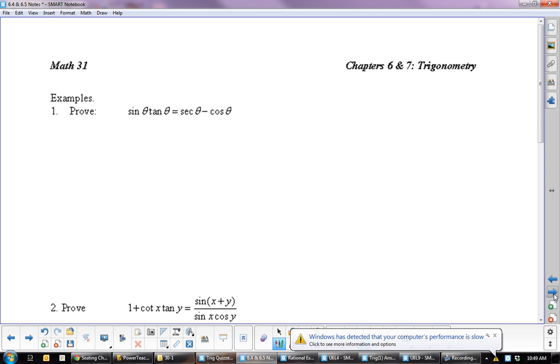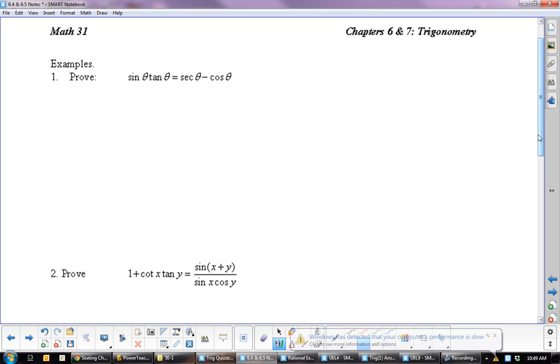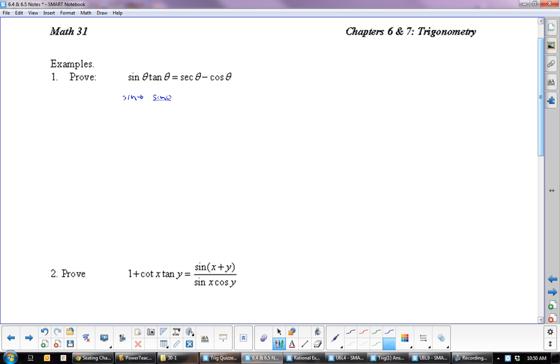Let's work with the left side just for fun. Again, get rid of your tans. On the left side, I have sine theta times sine theta over cos theta. I just draw a line here. Right away, that gives me sine squared theta over cos theta.